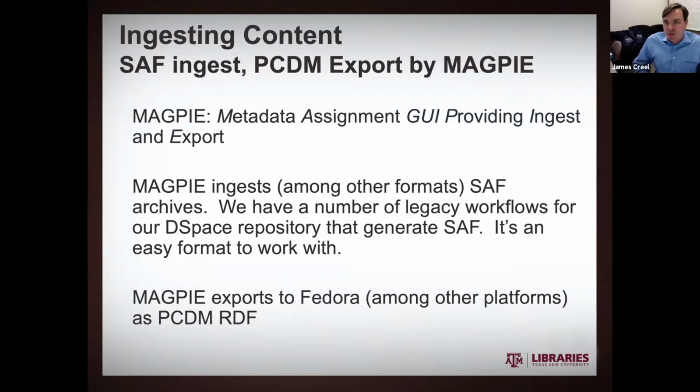So the way we ingest content is we have a tool in the house here called Magpie, the metadata assignment GUI providing ingest and export. And it can ingest, among other formats, SAF, which, if you are familiar with DSpace, you know is the simple archive format. And we just have a lot of legacy tooling in place because we're a longstanding DSpace shop to make nice, clean SAF archives. And so that was just a natural starting point for people who are putting together collections. It's an easy format to work with for curators as well as developers.